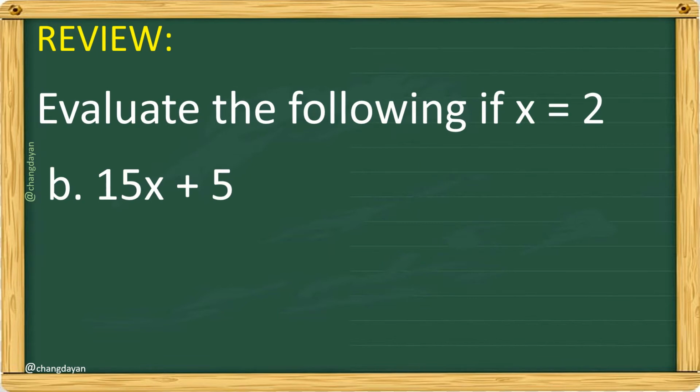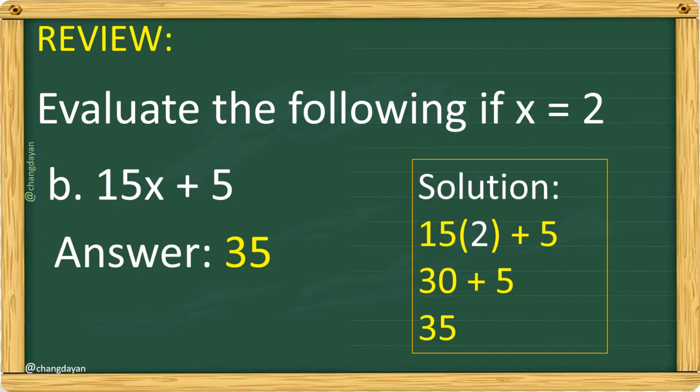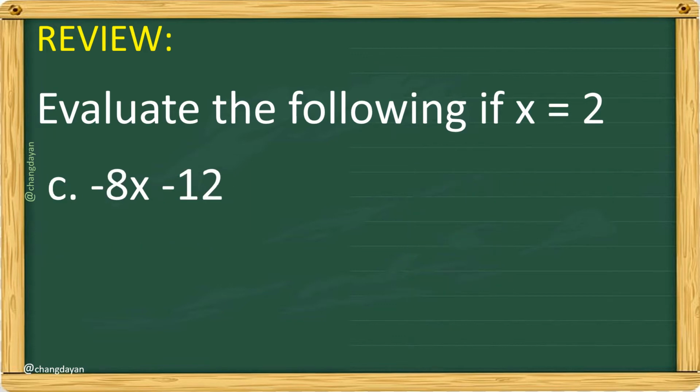Next, 15x plus 5. The answer is 35. And here is the solution. Again, we just substitute 2 since the given here is 2. So 15 times 2 is 30, plus 5, 35.